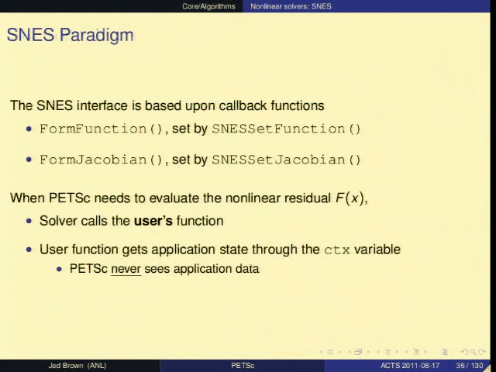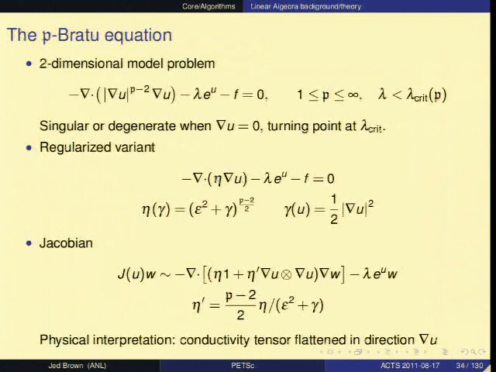So this was the basic structure of the program. We're going to provide these callbacks to set the function, and then eventually to also set the Jacobian. The solver is going to call back into our code, and we get application state through this context variable. There were a couple of parameters back here: the p, the epsilon, and the lambda over here.